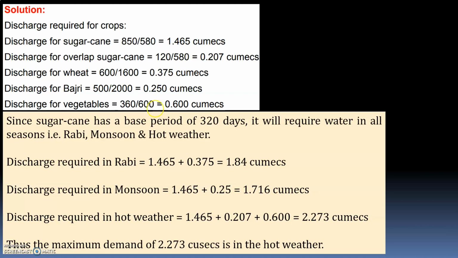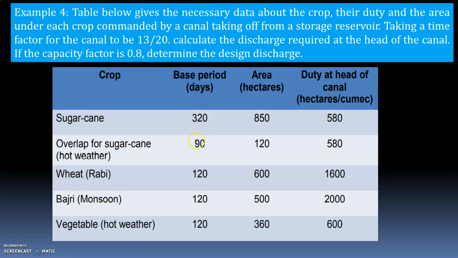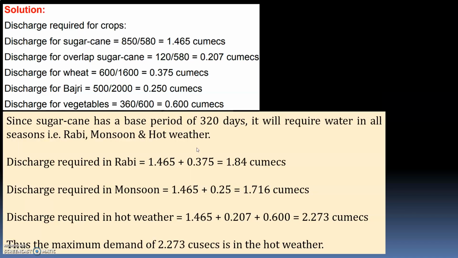Next, since sugarcane has a base period of 320 days, it means almost 1 year. So this crop requires water in all the seasons, that is the rabi season, monsoon season, and hot weather also. So now you have to calculate discharge required for each season.